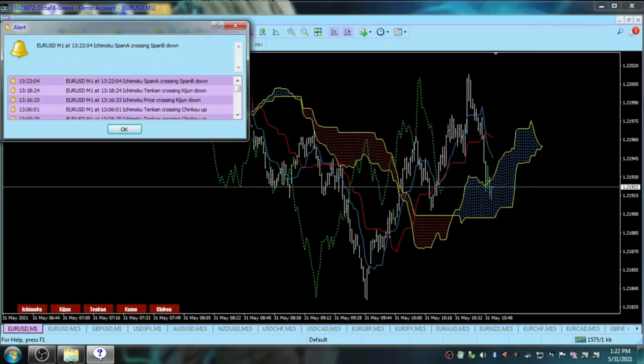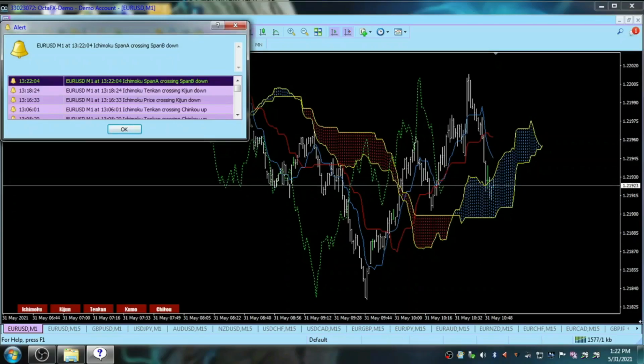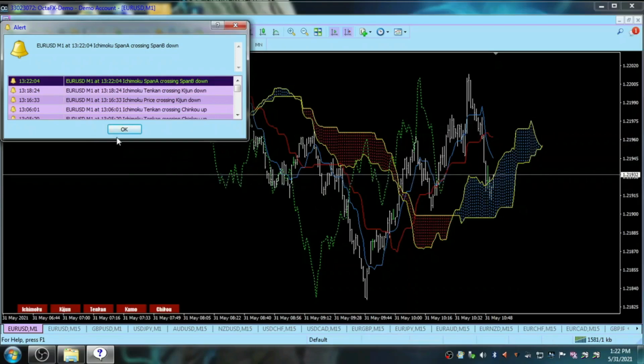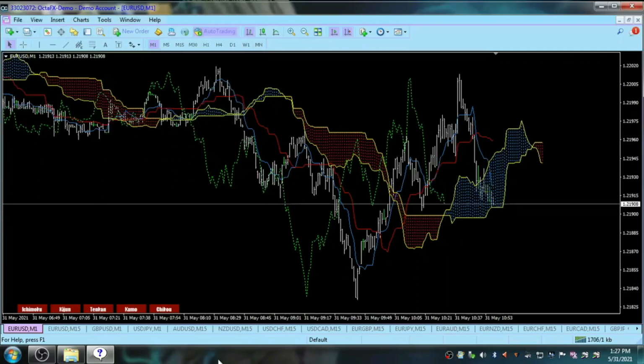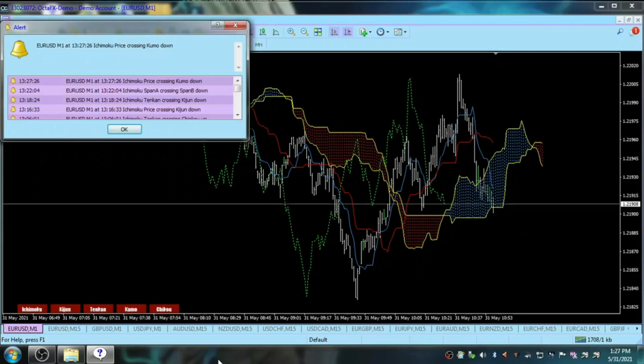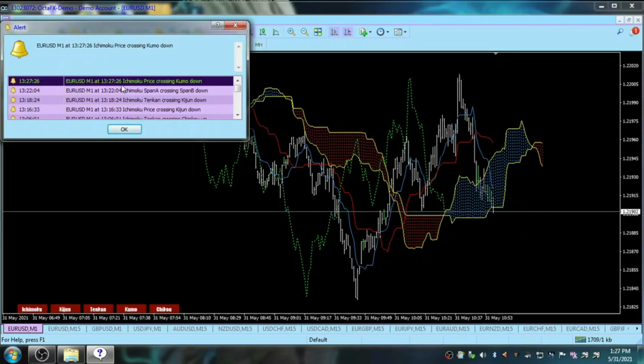Yeah, span A crossing span B down. The span A and span B are crossing. The cloud is going to change the color. Okay, now the price crosses the cloud. Ichimoku price crossing cloud Kumo down. Excellent.